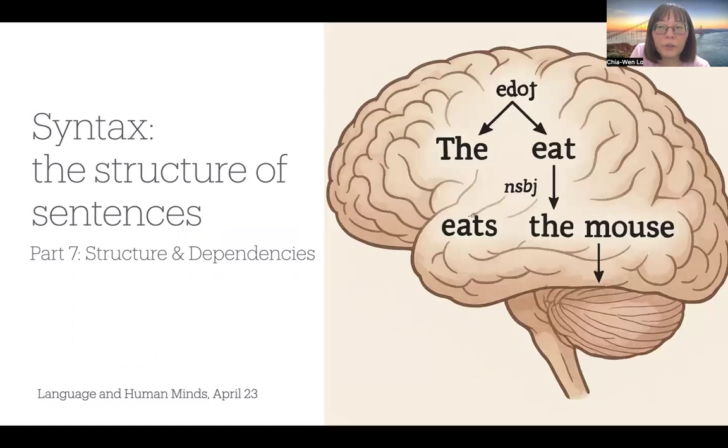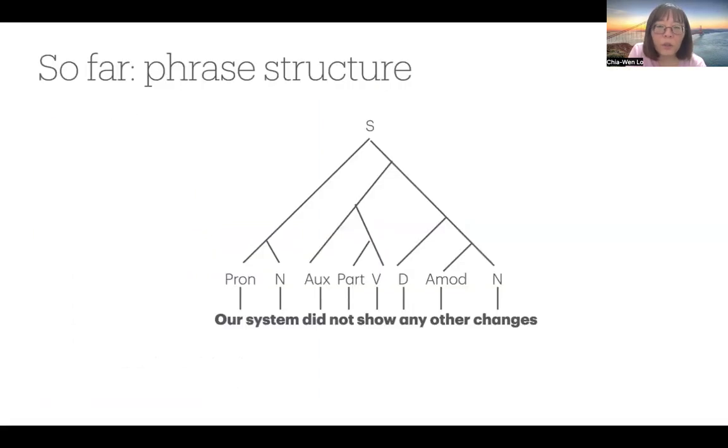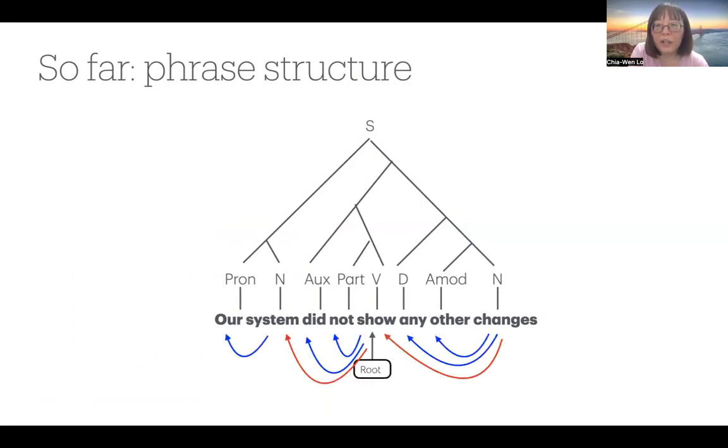Hello, everyone. In today's lecture, we will talk more about the structure of sentences, especially focusing on dependencies. In the previous lecture, you learned that when we encounter a group of words like "our system did not show any other changes," you need to combine words into phrases and phrases into sentences. But in today's lecture, we will see that each word is connected to other words, and they form a kind of relationship of dependencies.